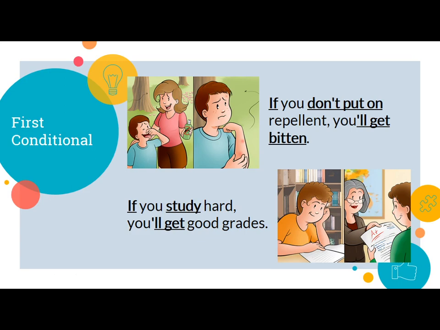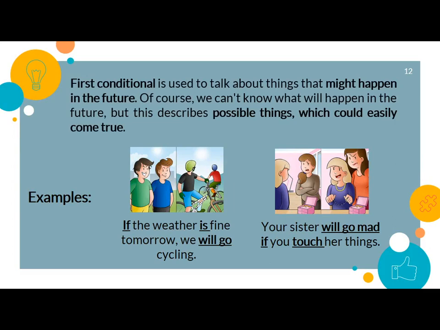The result is going to have the structure in the future. You'll get beaten. Okay? Now, the second example: if you study hard, you'll get good grades. If you study, that means in the present, if you do this action in the present, if you study hard, you'll get good grades. That means the result again refers to the future. Here we have both structures as we had in the previous slide. Simple present in the if clause, and in the result clause we will have the future simple form. Okay?